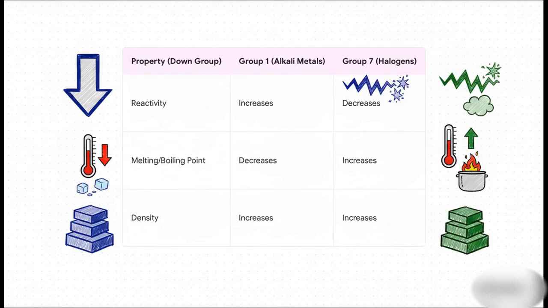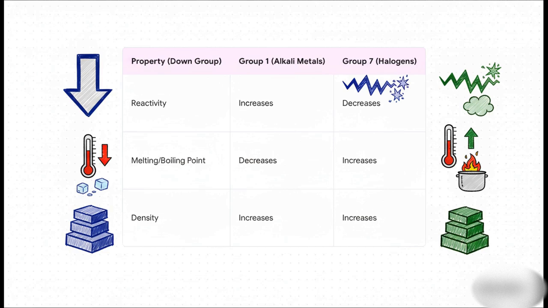This table really highlights their clashing personalities. So get this, as you travel down the alkali metal family in group 1, they become more reactive, and their melting points actually drop. But for the halogens over in group 7, the trend is perfectly flipped. As you go down that group, they become less reactive, and their melting points go up.